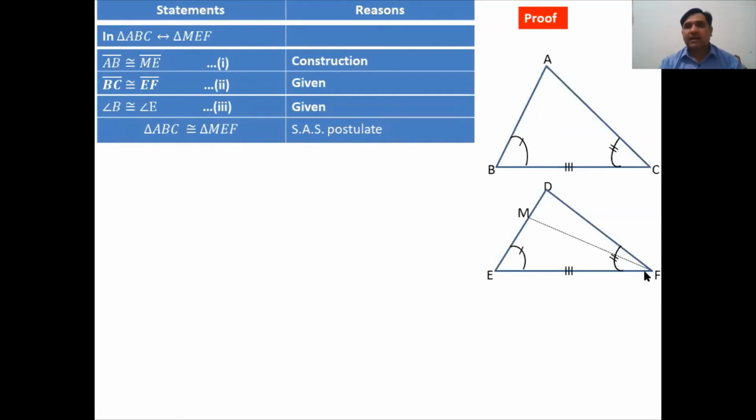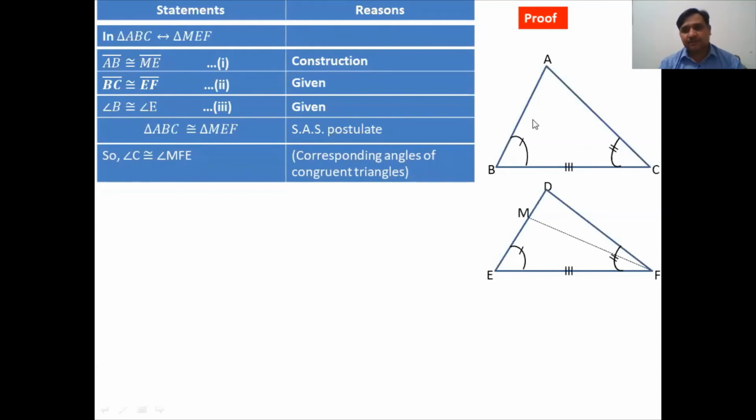Why? Because we have proved that two sides and one angle of one triangle are congruent with two sides and one angle of the other triangle. So by the side angle side postulate, these triangles are congruent.